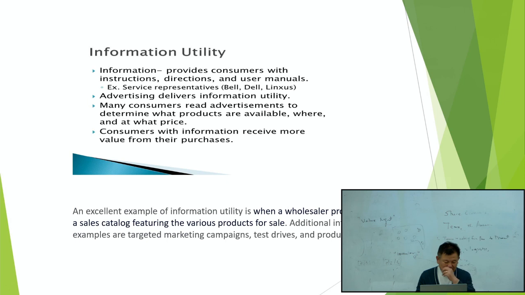An excellent example of information utility is where a wholesaler provides customers with the sales catalog, features, and the various products for sale. This is for product samples and some target market campaigns, promotion materials, lots of advertisement using information utility.